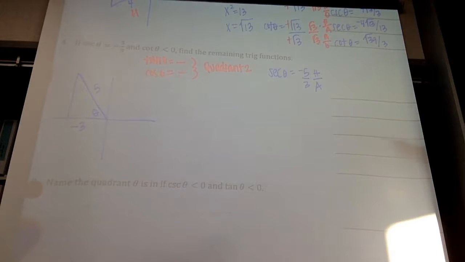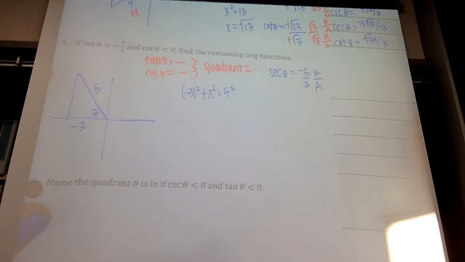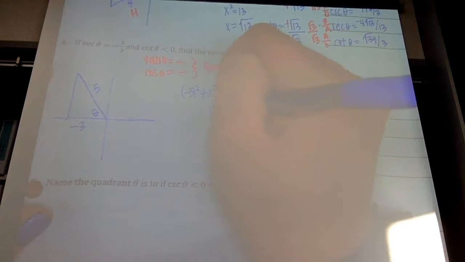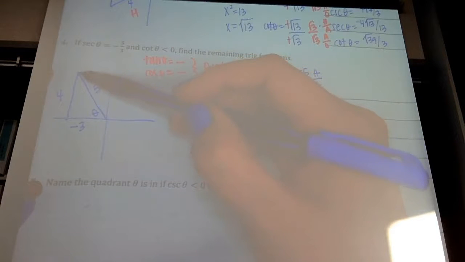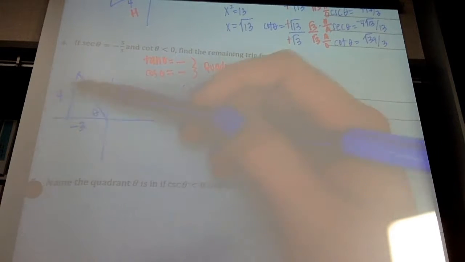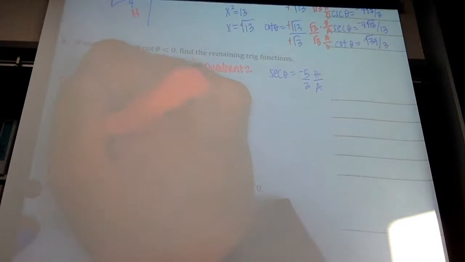Okay, so then from there, we're going to use the Pythagorean theorem. So negative 3 squared plus x squared equals 5 squared. So 25 minus 9 gets me 16, so x is equal to 4. I want to check the sign of 4 also, but because it's going up, in the positive y direction, this is going to stay positive, so it's fine. Okay, so now I'm just going to label everything. I have my opposite, my hypotenuse, and my adjacent.